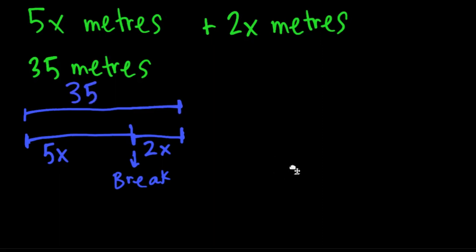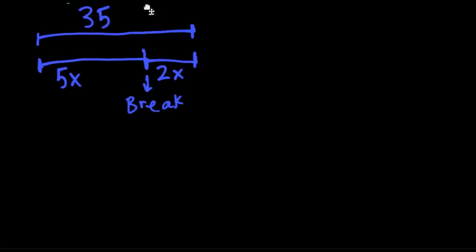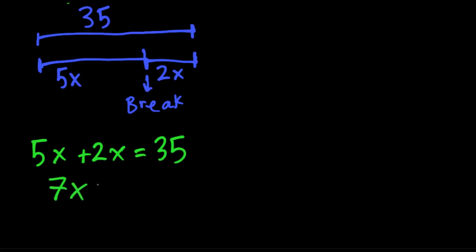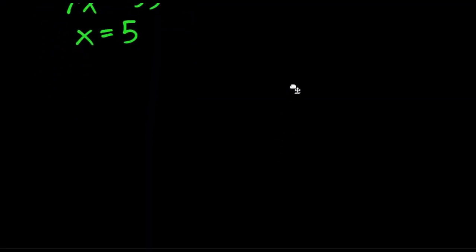Okay, so this is simple addition, as we can tell. So we can always rewrite this as 5x plus 2x is equal to 35. And thus simplifying, we get 7x is equal to 35. And so x is equal to 5. So that's a simple example that you might see on the exam, but you should always prepare for more difficult ones, like the next one.